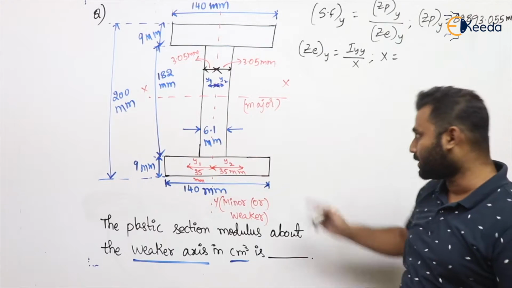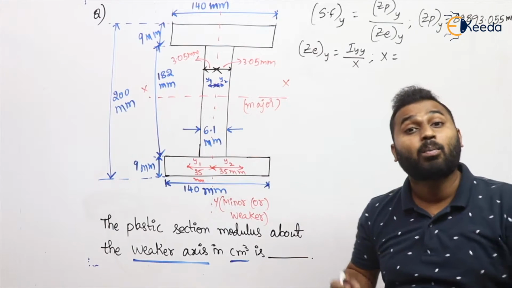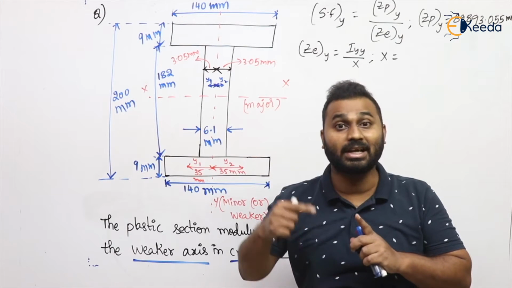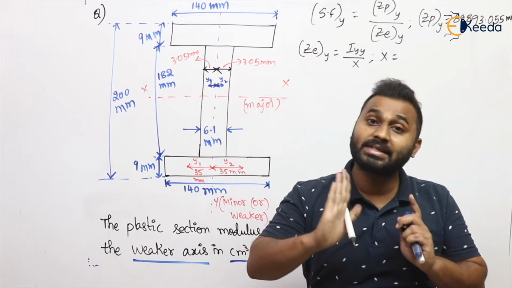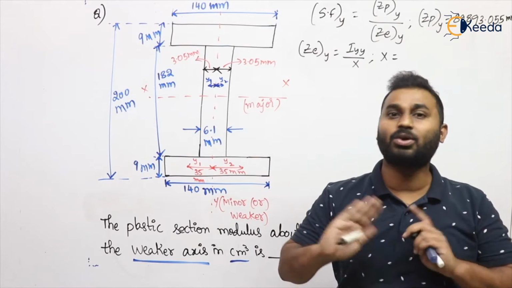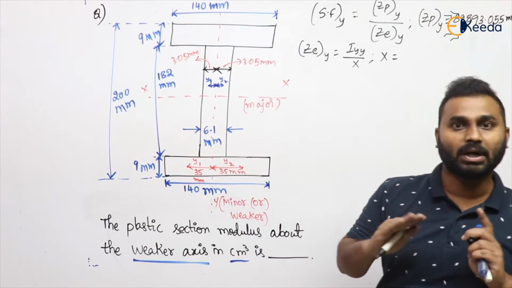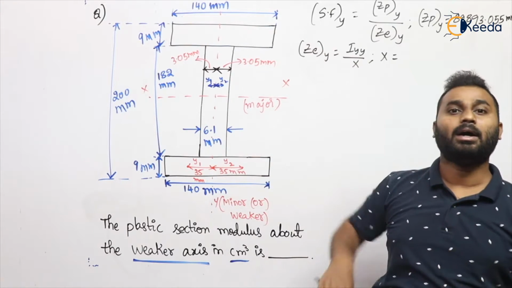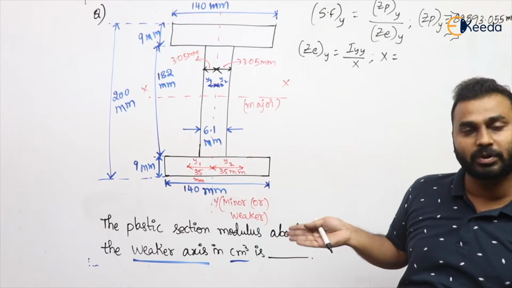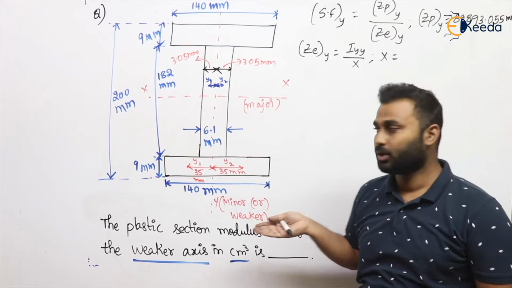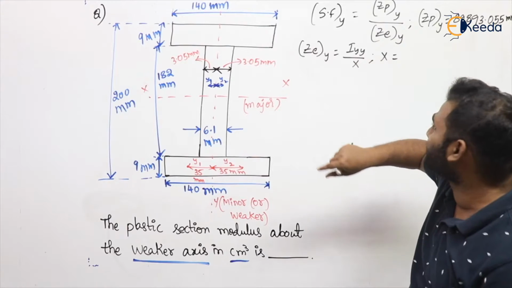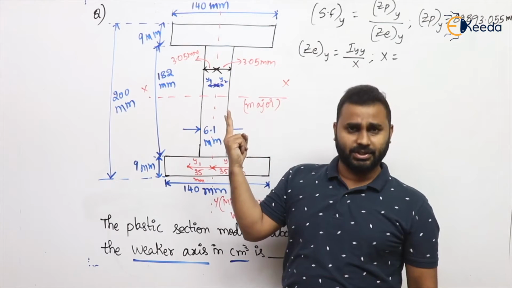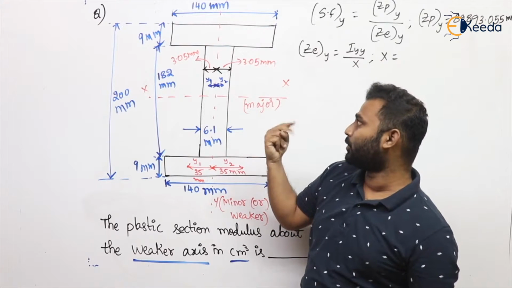Now this I section is point symmetric or double symmetric. So for double or point symmetric cross sections like rectangle and I section, both plastic and elastic neutral axes coincide. There is no difference between those two. That is what we already discussed in our conceptual part, and in the previous question discussion as well. Now coming to this X, two X's are going to exist.